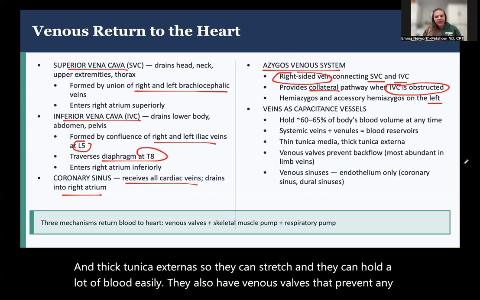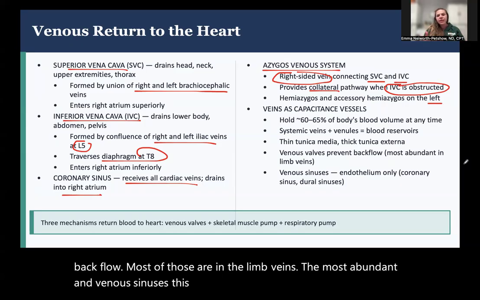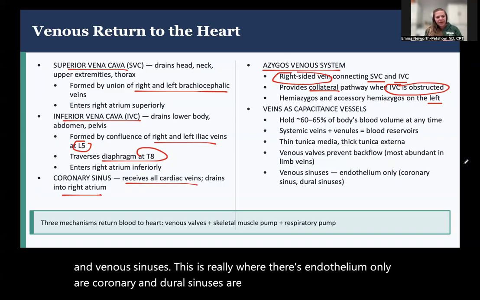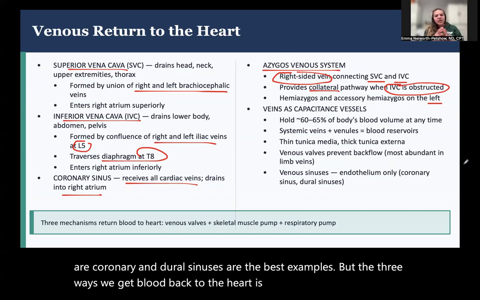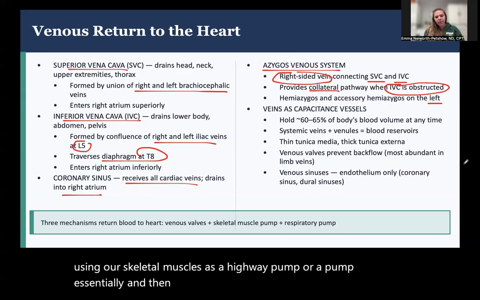Most of those are in the limb veins, the most abundant, and venous sinuses. This is really where there's endothelium only. Our coronary and dural sinuses are the best examples. But the three ways we get blood back to the heart is via these venous valves, using our skeletal muscles as a pump, and then our respiratory system, our respiratory pump.